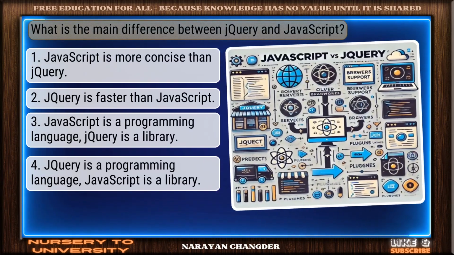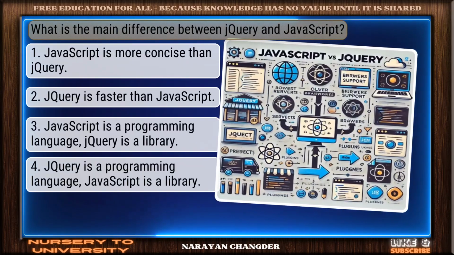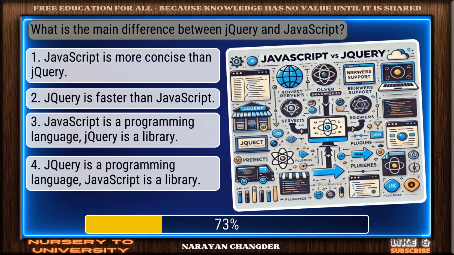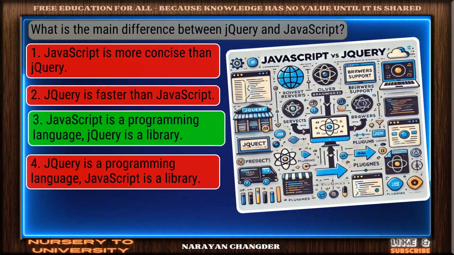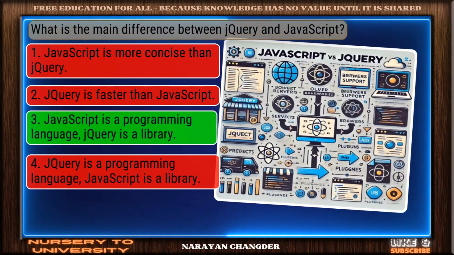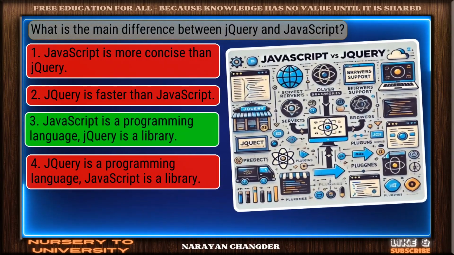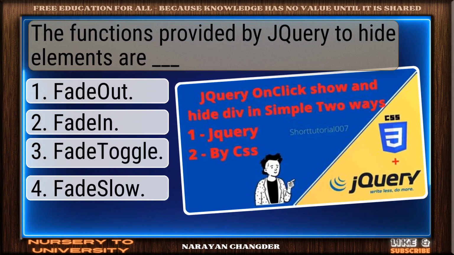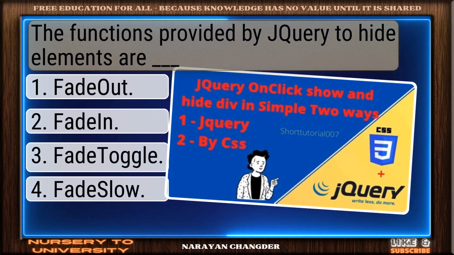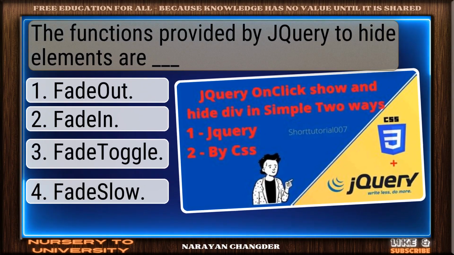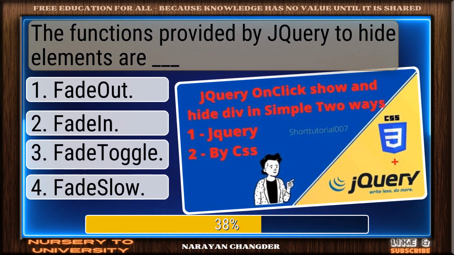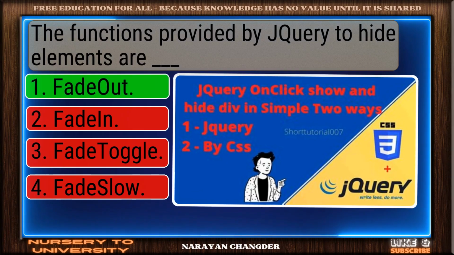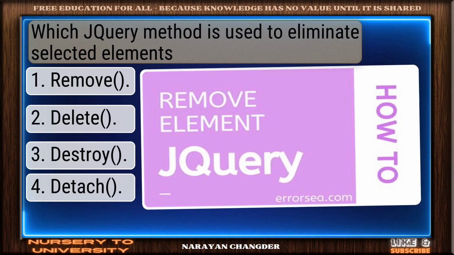Question number 15. What is the main difference between jQuery and JavaScript? Solid response. JavaScript is a programming language. jQuery is a library is a valid choice. Question number 16. The functions provided by jQuery to hide elements are dash. Smart move. Fade out is an accurate answer.